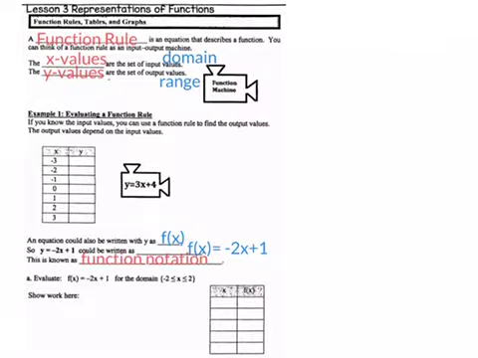X values are the input values. These are also called your domain values. The Y values are your output values, and those are called the range values.